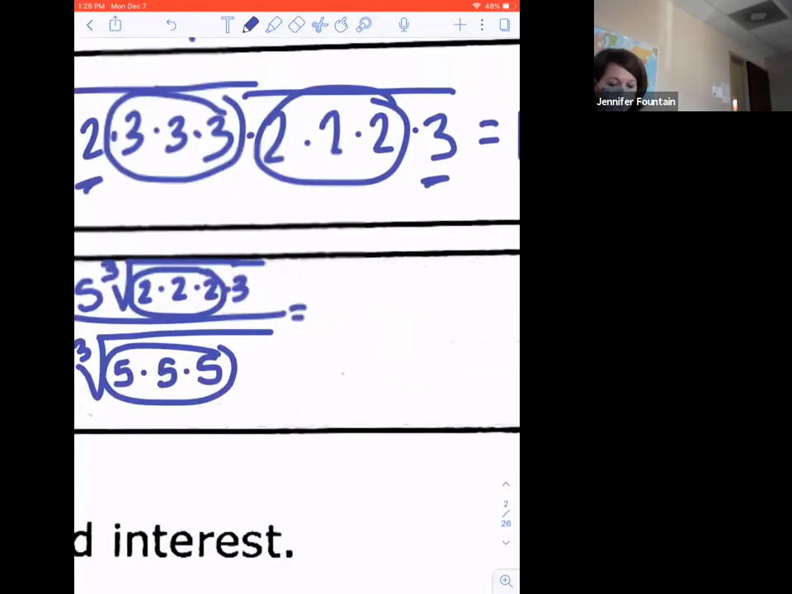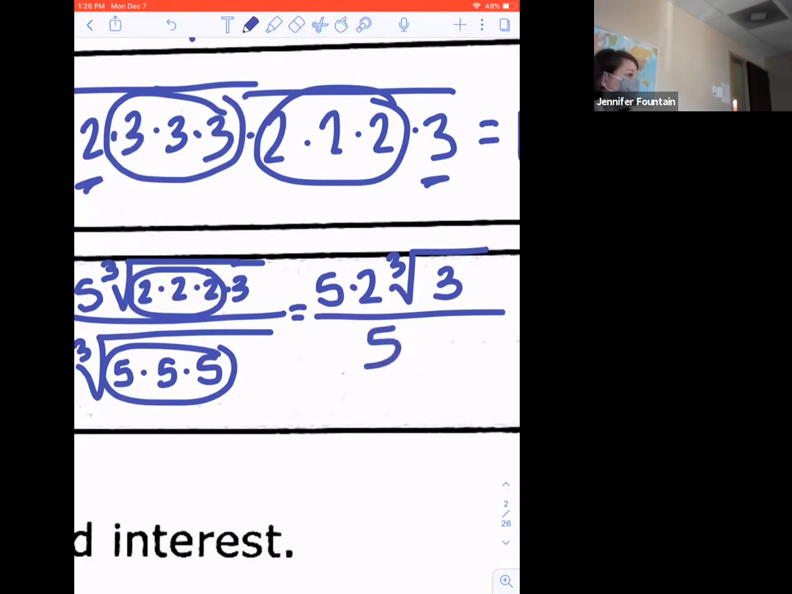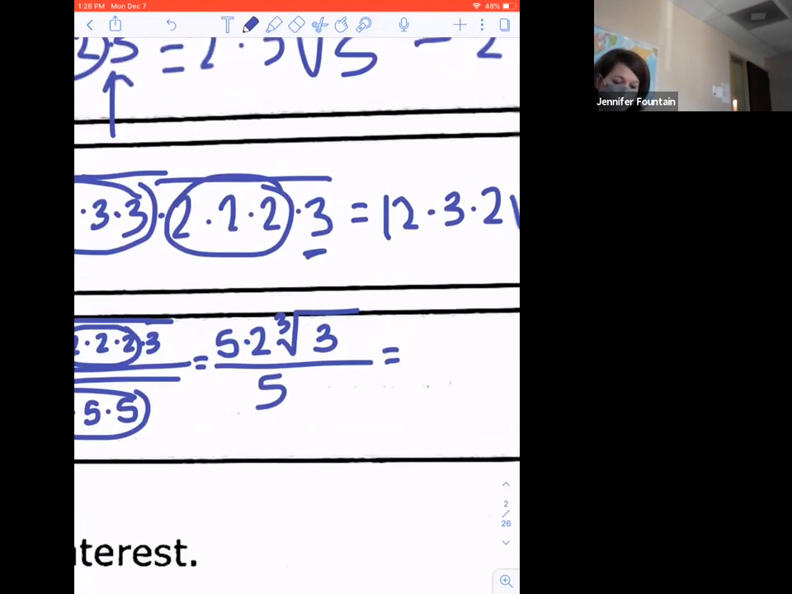I had my 5 that I already had. I've got my group of 2s that comes out. I've got my radical and the 3 that's left underneath it. Now, what's going to happen to my denominator? I just have that group of 5s come out, right? So now I end up with 10 times the cubed root of 3 over 5.